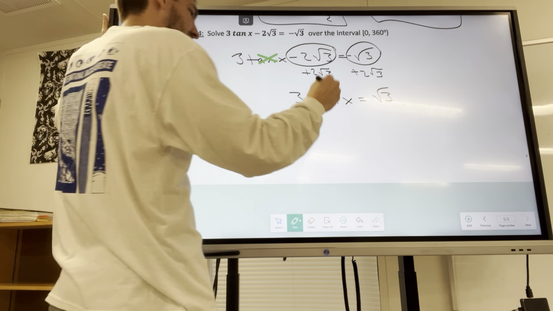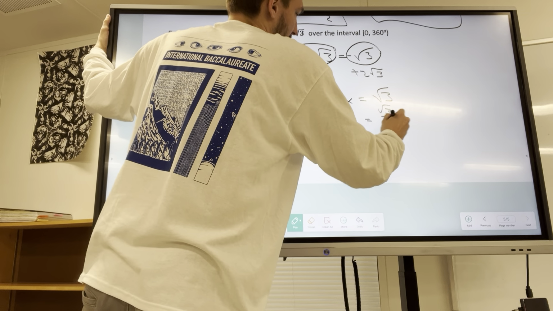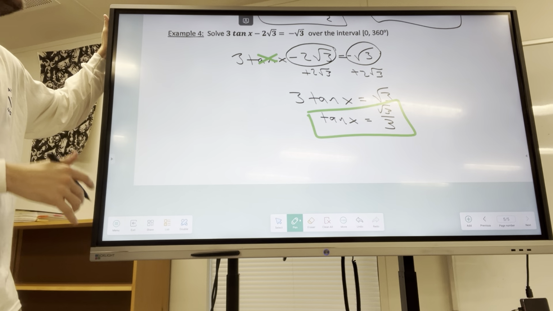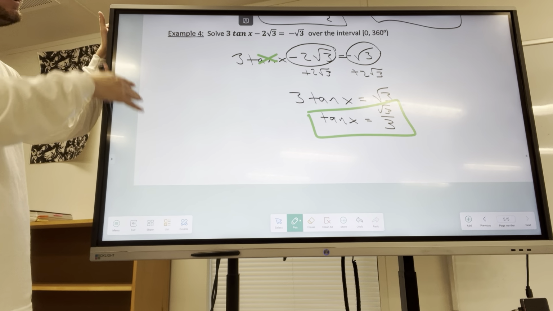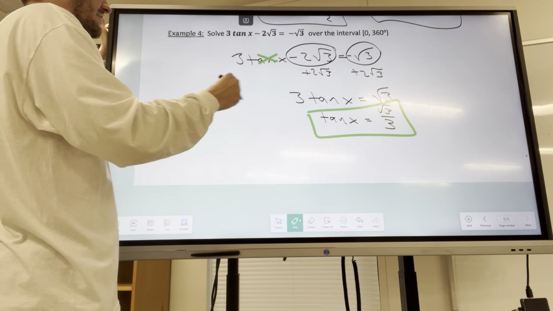Then I want to divide both sides by 3. Tangent x equals square root 3 over 3. Now that's not the answer. I'm still looking for all the angles where this is true, using degrees from 0 to 360.